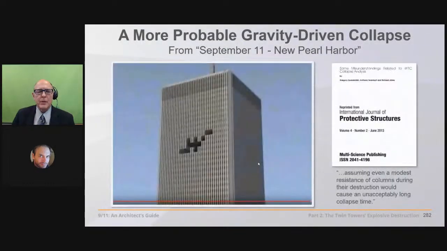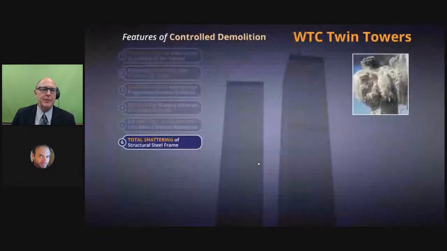But they do, of course, and that's why we have additional peer-reviewed papers that, in this case, were published in the Journal of Protective Structures, questioning the whole NIST theory of collapse. And do we have the total shattering of the structural steel frame? Feature number 6 of controlled demolition.